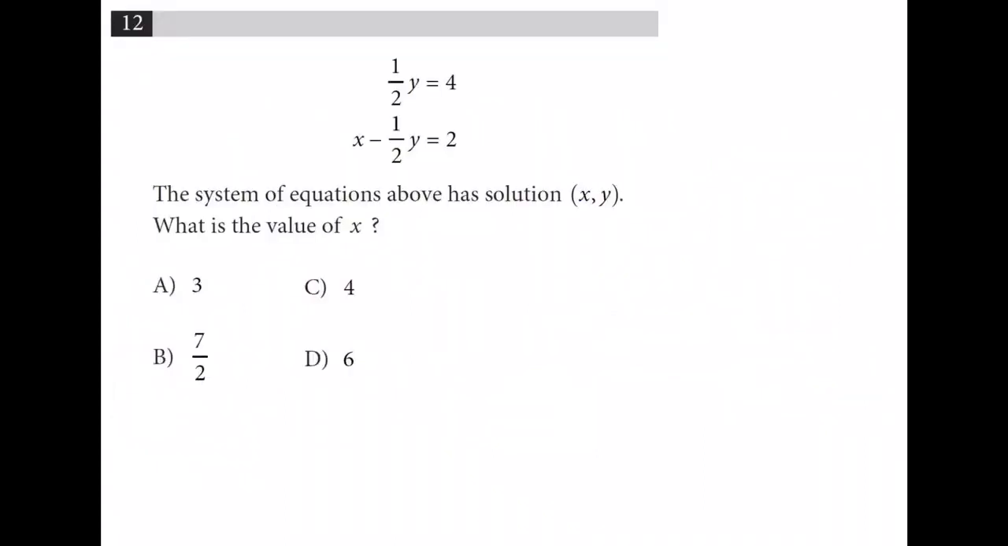Number 12. 1/2 y is equal to 4, and x minus 1/2 y is equal to 2. The system of equations above has solution x, y. What is the value of x?